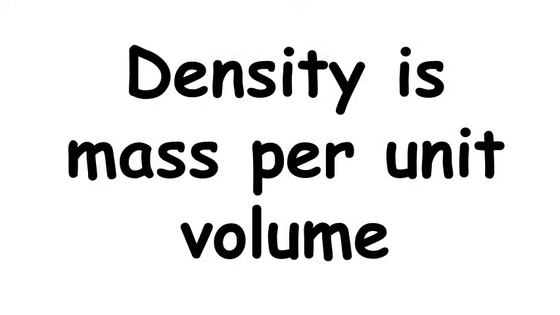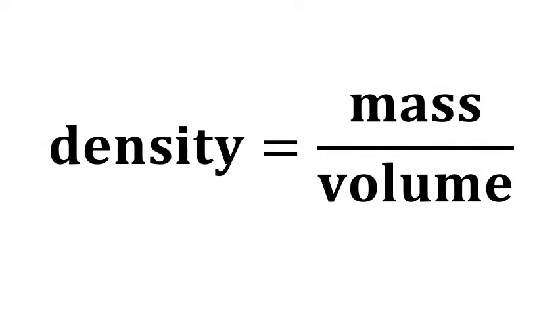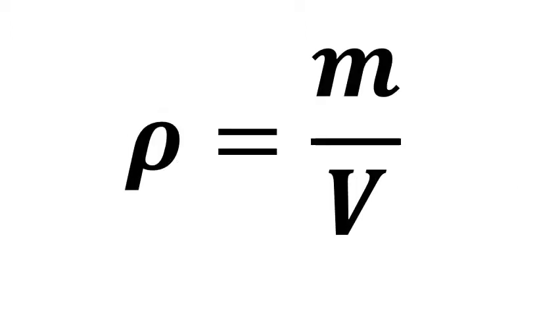As a quick recap first, remember that density is mass per unit volume. That is the definition, and it leads us to the formula: density is equal to mass over volume. In symbols, we write it rho equals m over v. That is the way we usually quote it in our formulas.